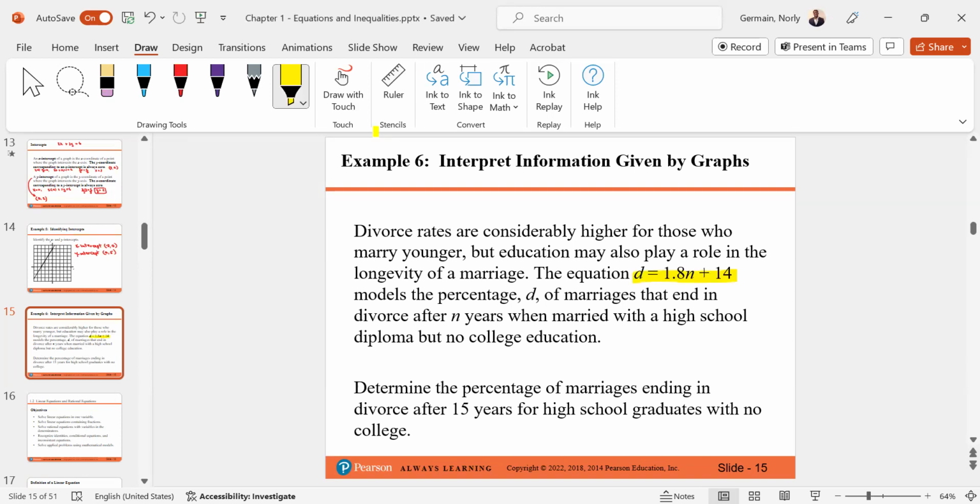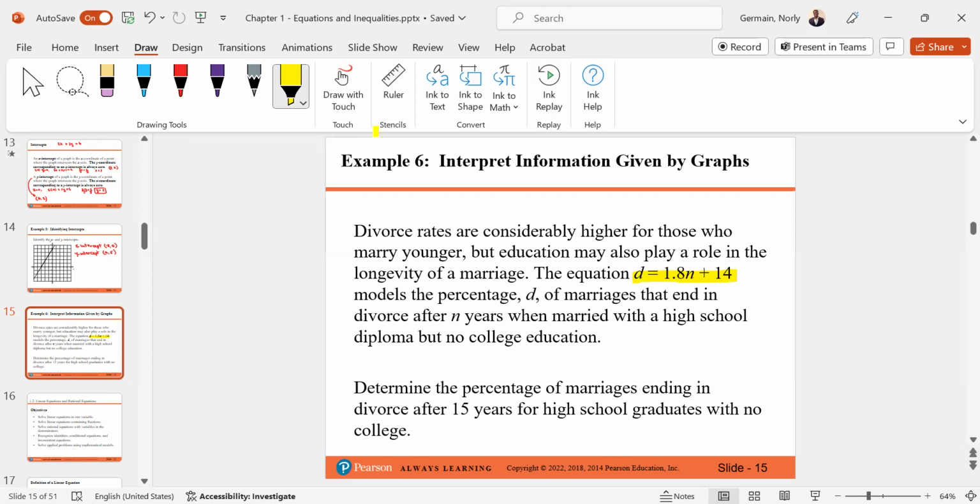So these examples right there tell us divorce rates are considerably higher for those who marry younger. But education may also play a role in the longevity of marriage. The equation D equals 1.8 times n plus 14 models the percentage D of marriages that end in divorce after n years when married with a high school diploma but no college education. So what they ask us to do in this example is simply describe the percentage of marriages ending in divorce after 15 years for high school graduates with no college.